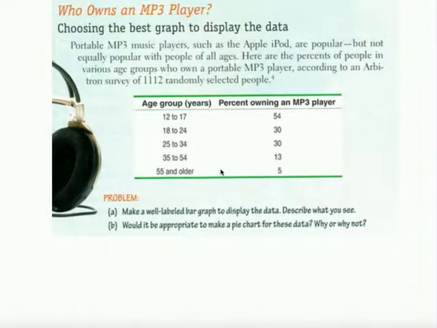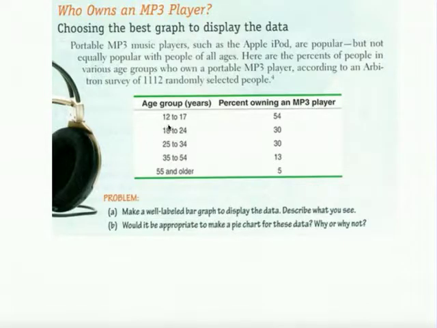So the next example has to do with choosing the best graph to display the data. Your problem has to do with portable MP3 music players such as Apple iPods and how popular they are, but they're not equally popular with people of all ages. In your table are the percents of people in various age groups who own a portable MP3 player according to the Arbitron survey of 1,112 randomly selected people.